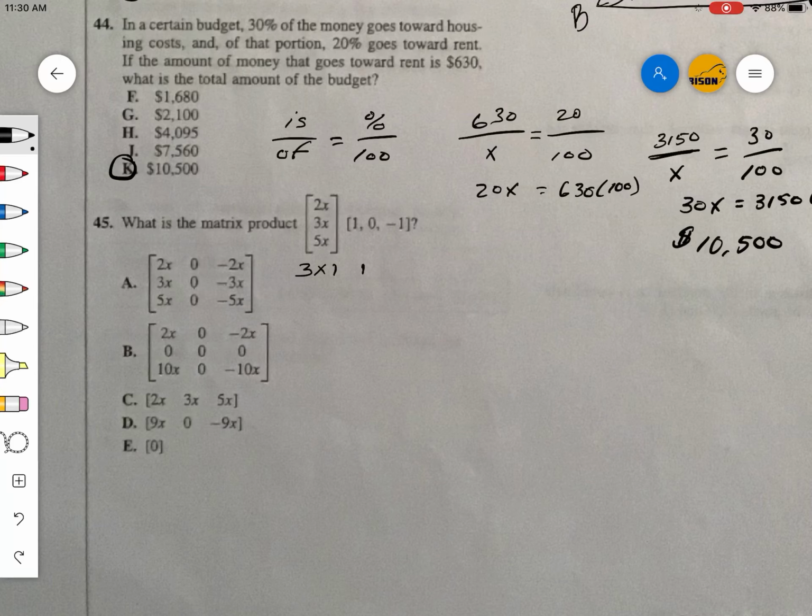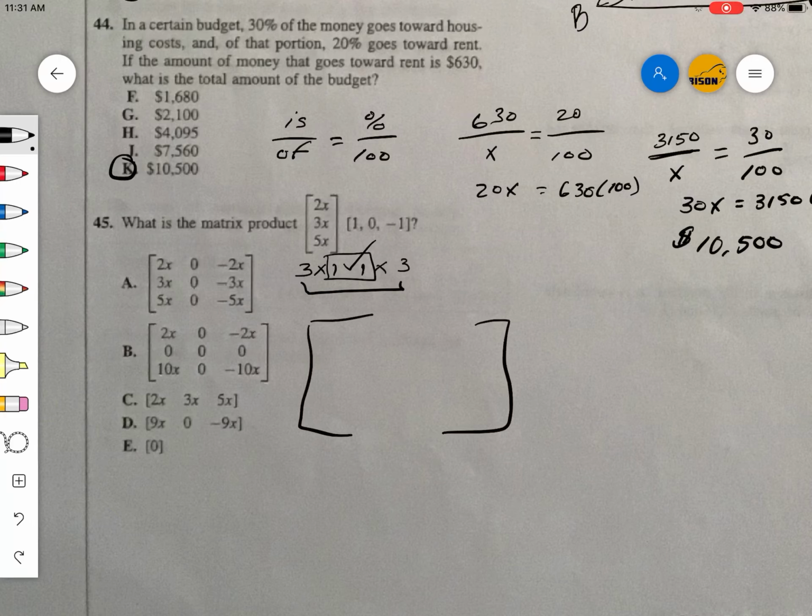And this guy over here is a 1 column by 3 row. Okay, so in order to be able to multiply matrices, the numbers in the middle have to match, and the outer numbers tell you how big your answer is going to be. So our answer is going to be a 3 by 3 matrix.